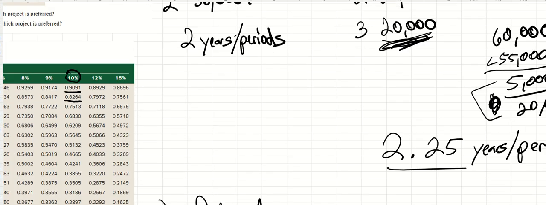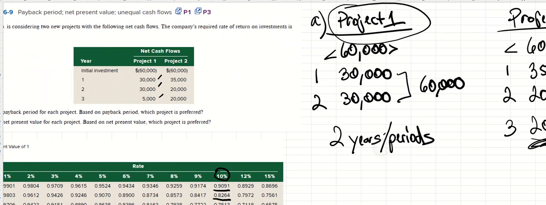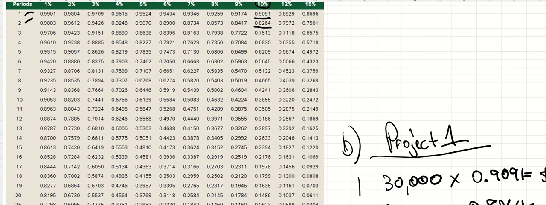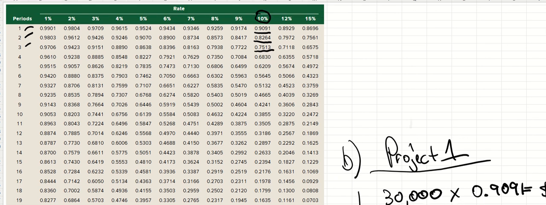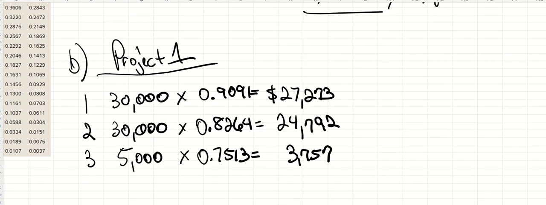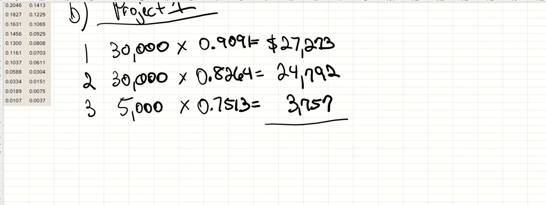Okay, last for year 3. Year 3 is $5,000. That's pretty low. They don't have any faith in year 3 to generate some cash flows there. So $5,000 in year 3, we're going to multiply it by, so period 3, by this 0.7513 factor. And that's going to give us 3,757. Okay, so now we're just going to total the net present value of these cash flows up. 27,000 plus 24 plus 3,700. That's going to give us $55,822. So this is our net present value on the future cash flows to be generated from project 1.